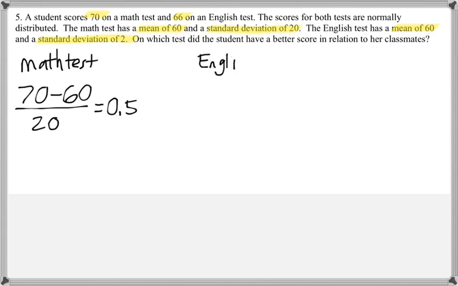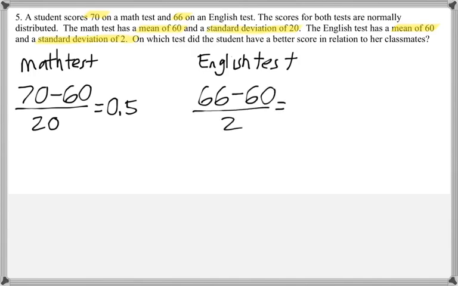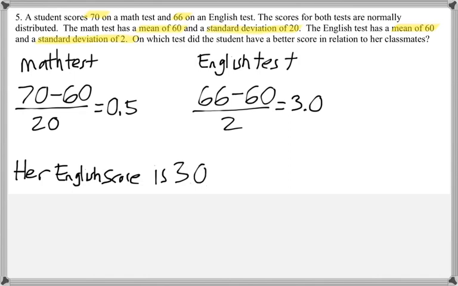And then for the English test, we want to take 66 minus 60 and divide it by 2, which is 3.0. So her English score is 3 standard deviations above the mean.